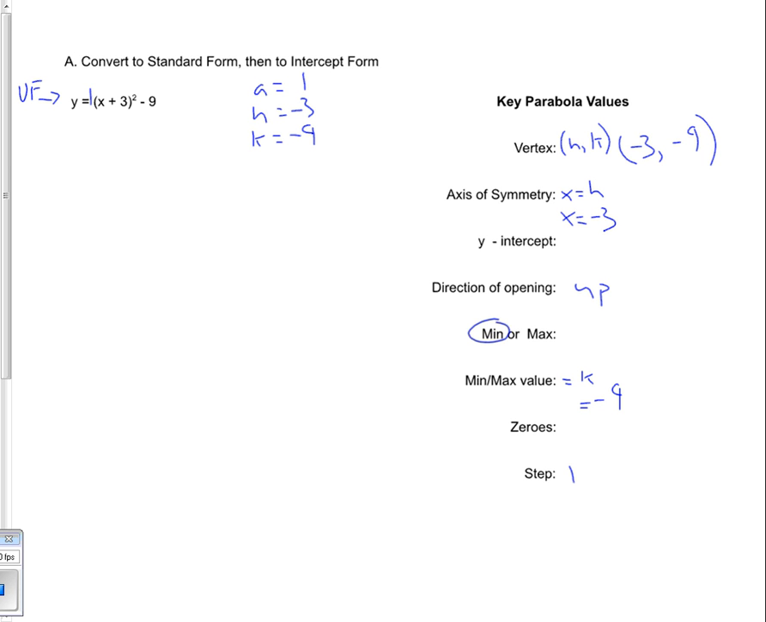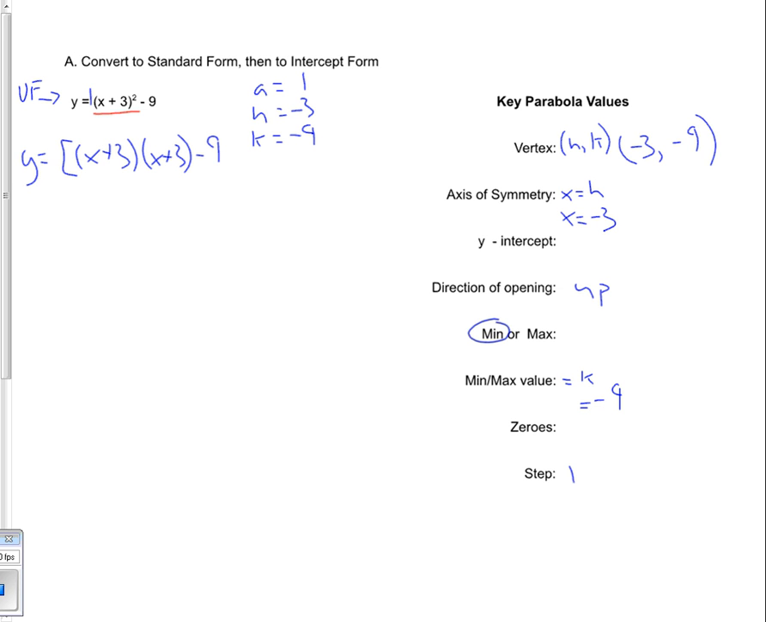In order to do that, I actually have to convert from vertex form into standard form. So that's what we're going to do first. Again, we have to recognize that we have a binomial here, and so we need to expand out this binomial to get it into standard form. If we do that, we end up with y is equal to x plus 3 times x plus 3, all minus 9.